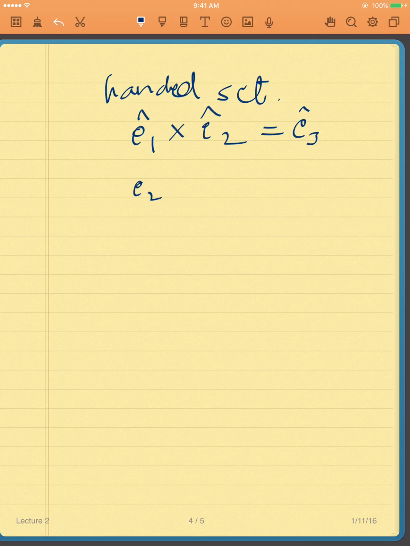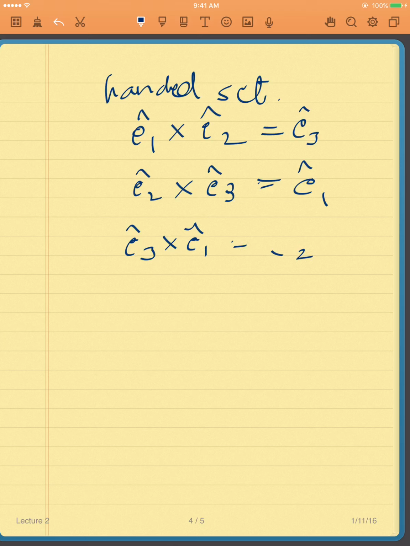And also, consequently, you will get the other two cross products as E2 crossed into E3 equals E1 hat, and then E3 hat crossed into E1 hat is equal to E2 hat. Right, so these are the rules for right-hand rules and all of that. So let's look at each of these, or at least one of these again, and then you can look at the others and satisfy yourself.